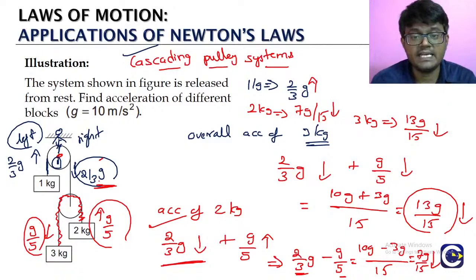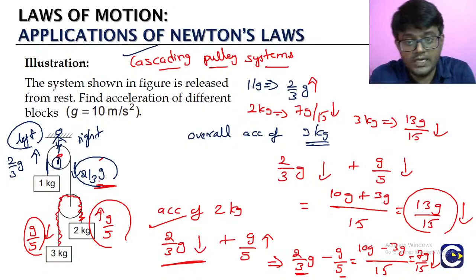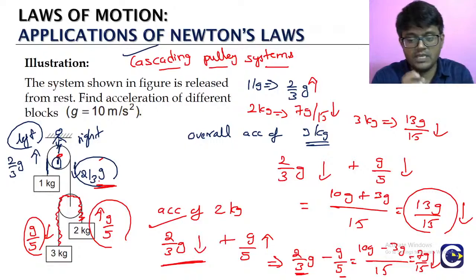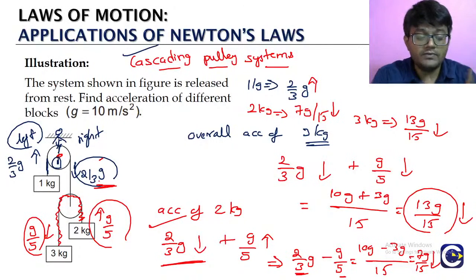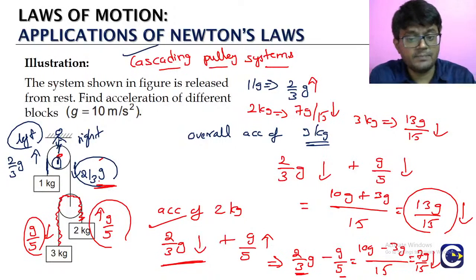We are seeing whichever is higher. Which is the higher one? The 2 by 3 into g is the higher one. That is the reason why we are doing higher minus lower, since they are in opposite directions. The net acceleration will be in the direction of the higher one, which is the downward direction here. Okay, so like that we have to proceed and solve these kinds of questions. We will call them cascading type questions. This is an important one, especially for the JEE Mains type of examination.